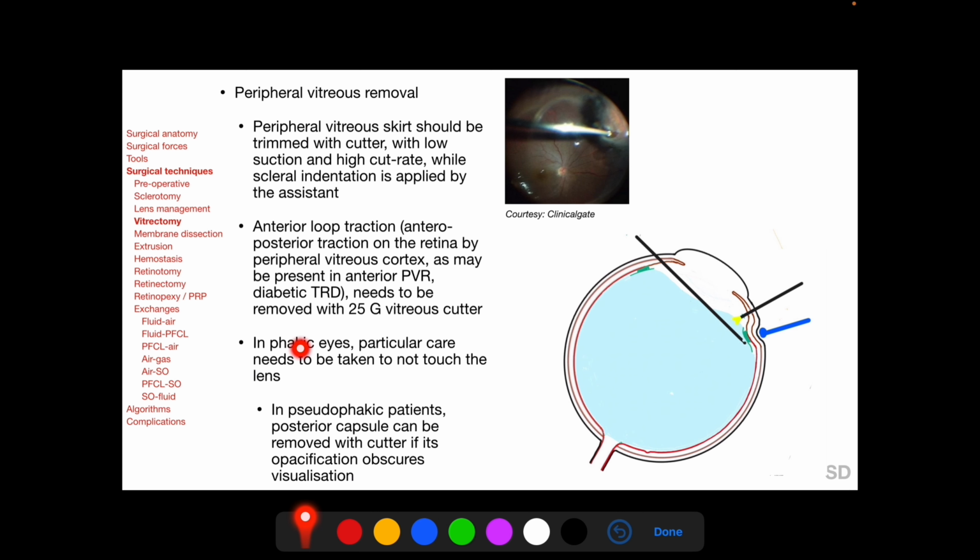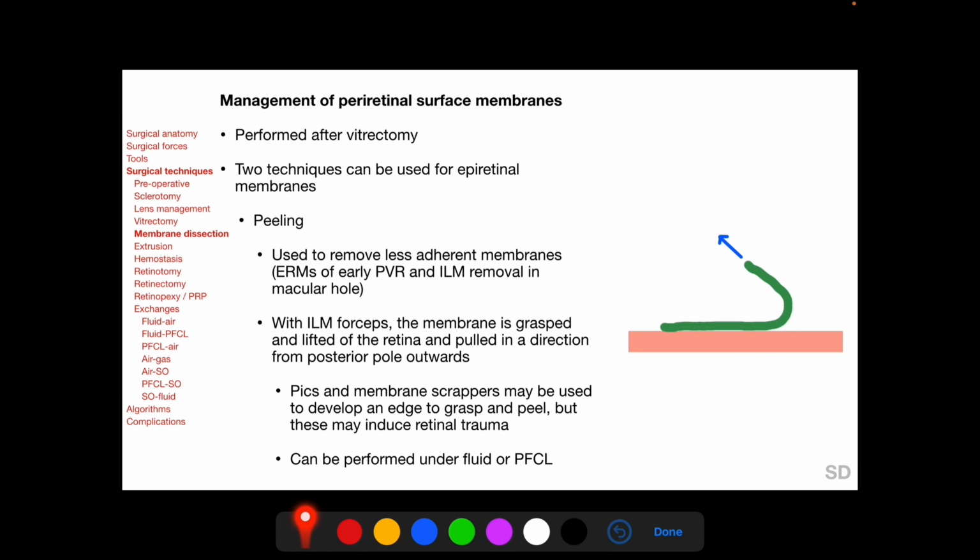In phakic eyes, particular care needs to be taken to not touch the crystalline lens, and many recommend that crossing over with an instrument posterior to the crystalline lens, as shown here in this diagram, should be avoided. In pseudophakic patients, posterior capsule can be removed with the vitreous cutter if opacification of the posterior capsule obscures visualization. Periretinal, either epiretinal or subretinal surface membranes are managed after vitrectomy.